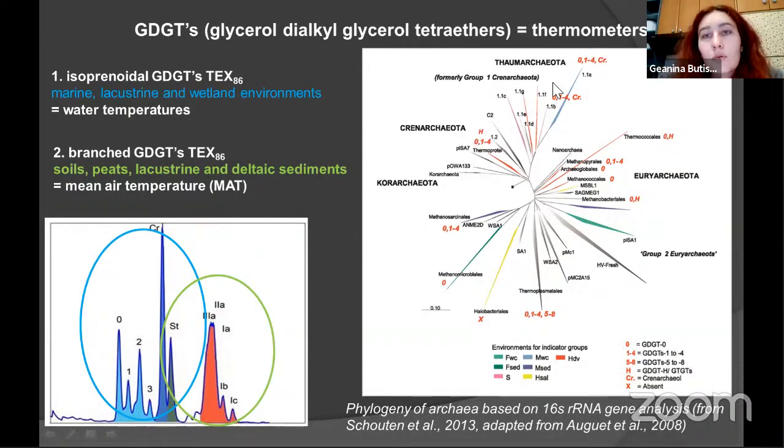And as you can see, they are mostly produced by these little guys, the Thaumarchaeota and Crenarchaeota, but there are also some other groups that produce them, such as some of the eukaryotes. So they are very, very tiny things that are produced in the water column or in the soils. And they are very well preserved over millions of years. We can use them further to calculate various temperatures and also pH, because the continental signal is also calculated through pH.